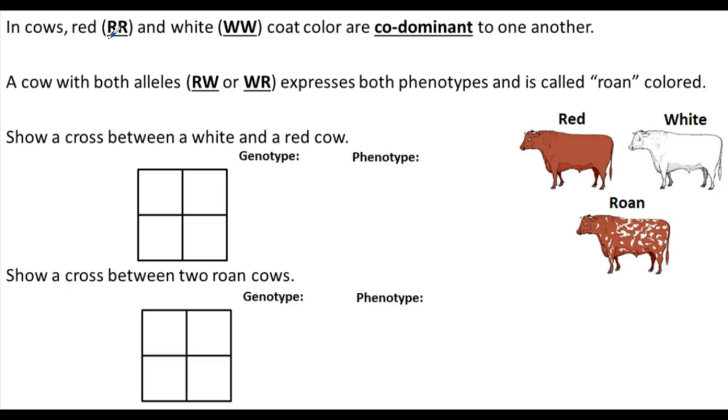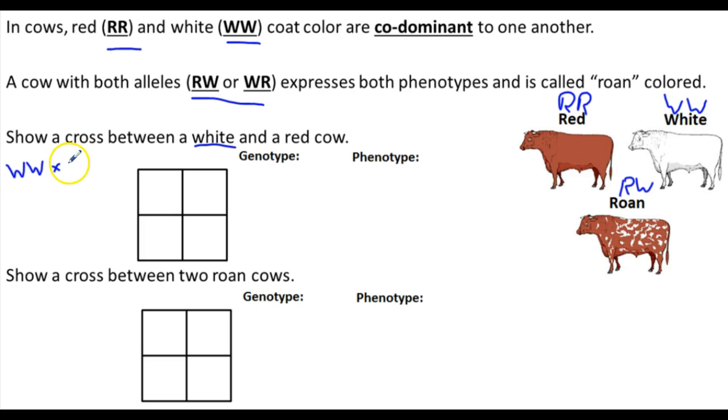Okay, let's take a look at an example of a codominant problem. So in cows, big R is going to code for red, and big W is going to code for white. And those are going to be codominant, and you can see that they are both listed as uppercase, because neither one is recessive. And if I have a heterozygous, a combination of both of them, RW or WR, doesn't really matter here, that is called roan. That is kind of a mix of them, but it's not red and it's not white, it's kind of both.